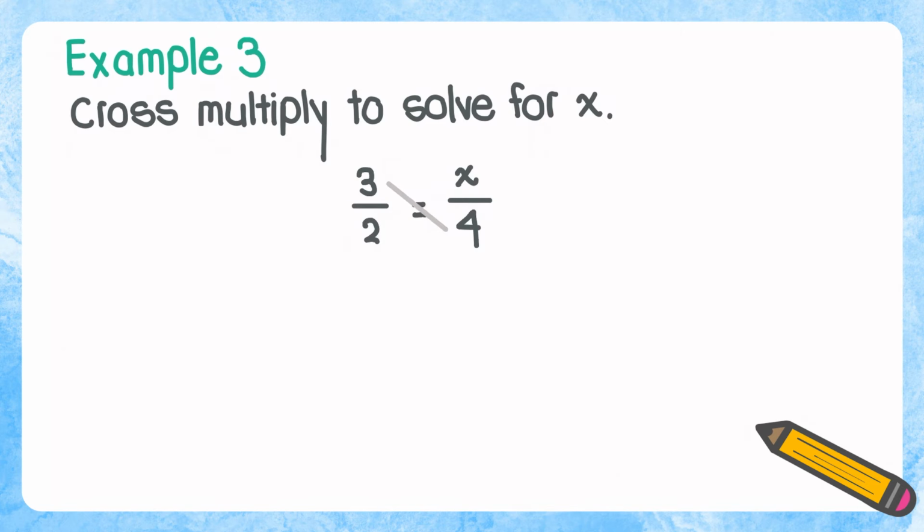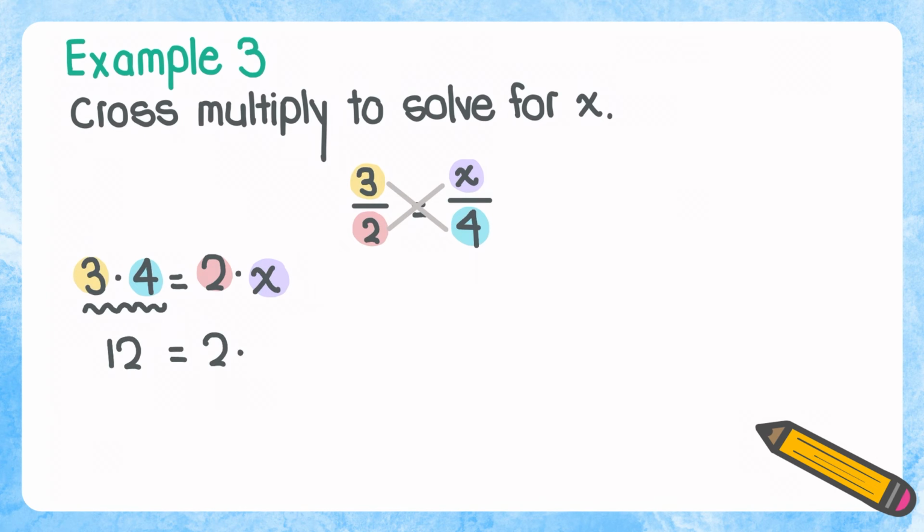So we're going to cross multiply. 3 times 4 equals 2 times x. The 3 and the 4 are multiplied together, and the 2 and the x are multiplied together as well. Let's simplify this equation. We know that 3 times 4 equals 12. So 12 equals 2 times x.